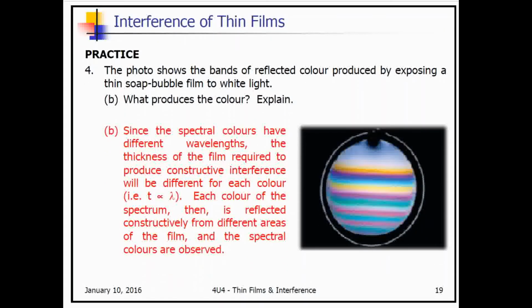So what's producing the color? Because light itself is made up of different wavelengths, we're seeing the different colors because the different wavelengths of light that are constructively interfering at those times tend to be the wavelengths of those colors. So that's why we see that holographic effect of a thin film, of a soap bubble in a light source.